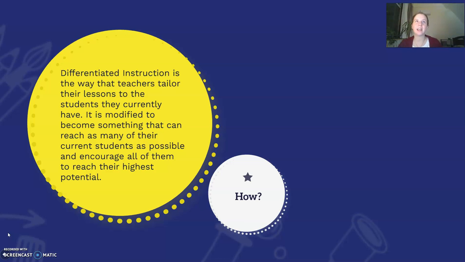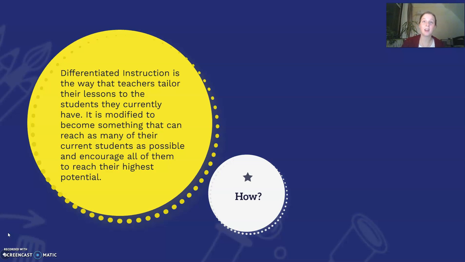It's the way that we tailor our lessons to the students that we currently have. Instead of going based off of our syllabi, instead of going based off of our curriculum only, we look at the students that we have and we question, did I choose the right lessons? Did I choose the right methods to teach said lessons? Do my students even need this for their futures? And then you go from there and you make changes. Being a good teacher, you want to help them reach their highest potential.